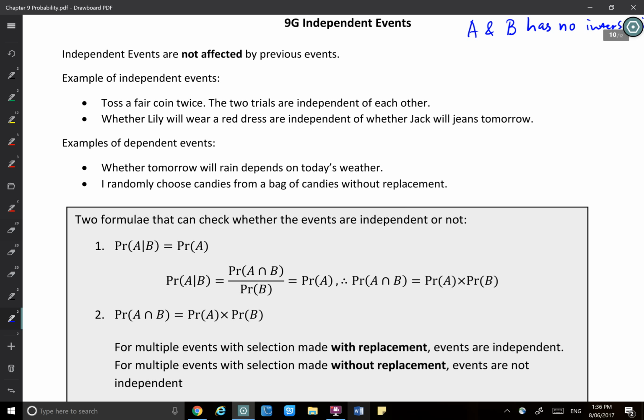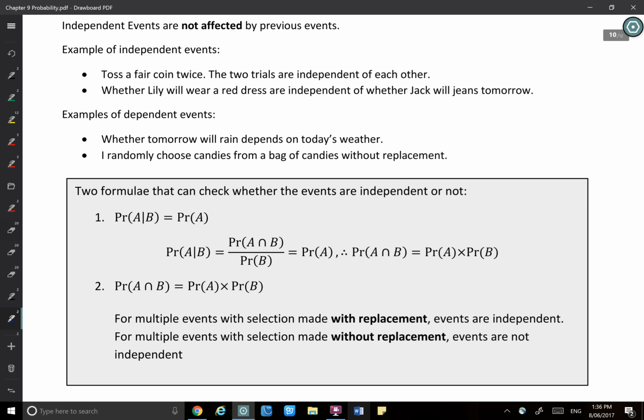Whether Lily will wear a red dress is independent of whether Jack will wear jeans tomorrow. What they wear is totally independent. Now, examples of dependent events. Whether tomorrow will rain depends on whether today will rain or not. Today's and tomorrow's weather are not independent. They depend on each other.